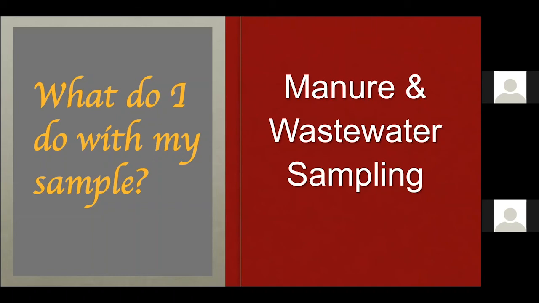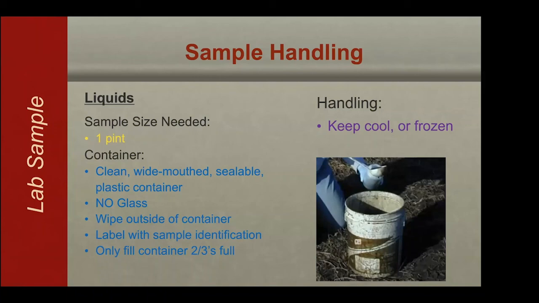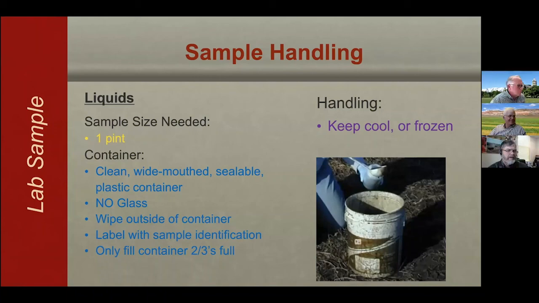Now, we've gotten our samples. Now what do we do with them? Sample handling, liquids. The size that we typically need is 1 pint. You want to make sure that you've got a really representative sample that you collected while the solids were suspended. You're going to put that sample into a clean, wide mouth container. They do not want little narrow mouth containers at the lab. They want it to be wide mouth so they can actually get all those little solids out of your container. It should be sealable and plastic.